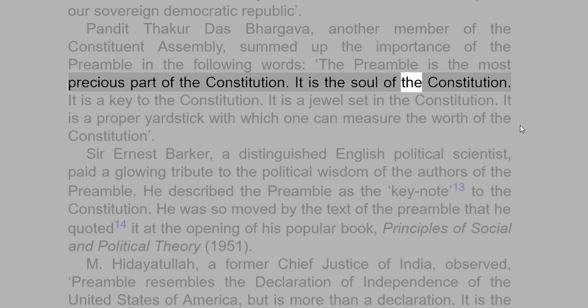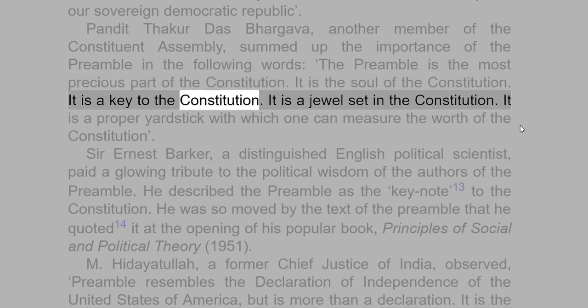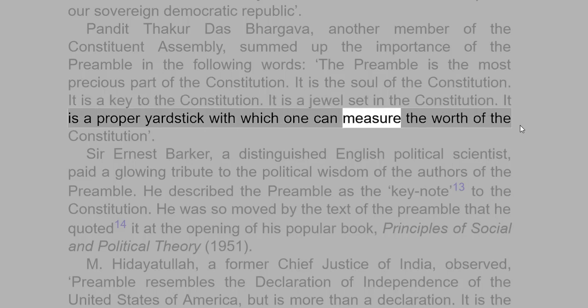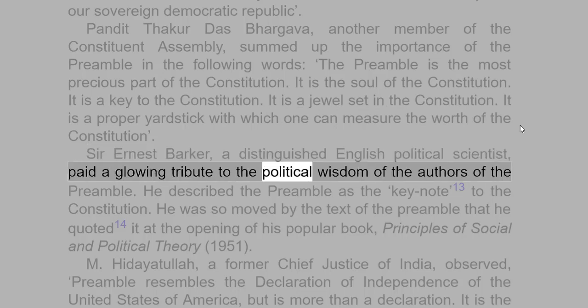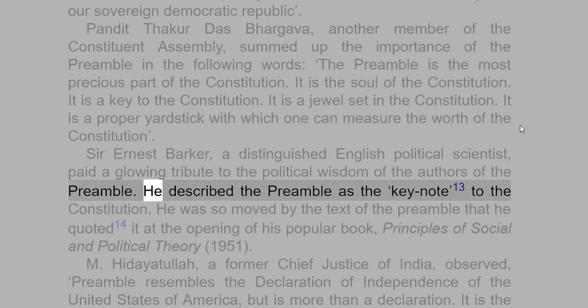It is the soul of the Constitution. It is a key to the Constitution. It is a jewel set in the Constitution. It is a proper yardstick with which one can measure the worth of the Constitution. Sir Ernest Barker, a distinguished English political scientist, paid a glowing tribute to the political wisdom of the authors of the preamble. He described the preamble as the keynote to the Constitution.